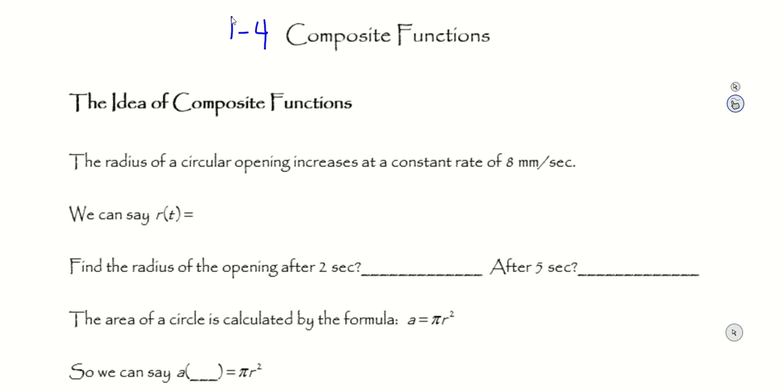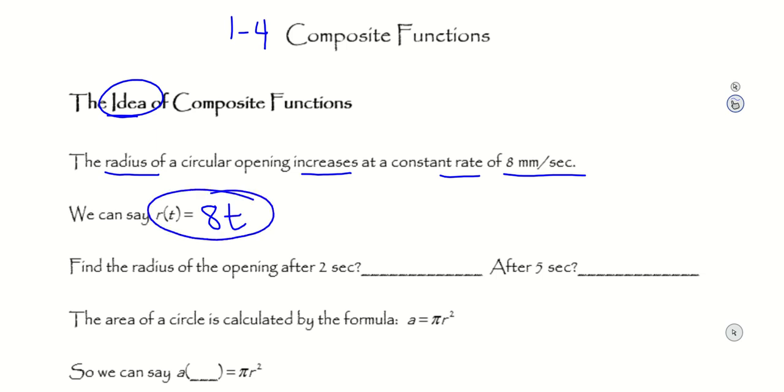So let's start with the idea of a composite function with this example. We are told that the radius of a circular opening increases at a rate of 8 millimeters per second. So we could find the radius of this circle at any time, as long as we knew that time. And we could say that radius is a function of time and could be found by multiplying that time in seconds by 8. So r of t is 8t.